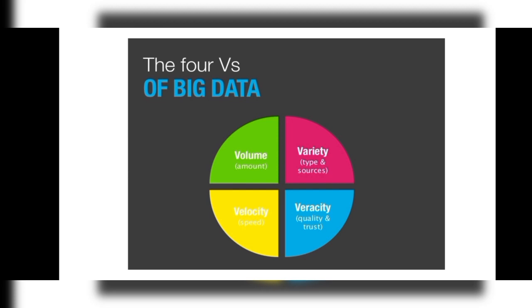Here we have the 4 V's of Big Data, that is volume, variety, velocity and veracity. These are the 4 V's of big data. Let's see one by one. Here volume is the amount, it specifies the amount of data, and variety refers to types and sources of data, and velocity explains the speed of the data, and veracity means quality and trust. Let's see one by one clearly in detail.